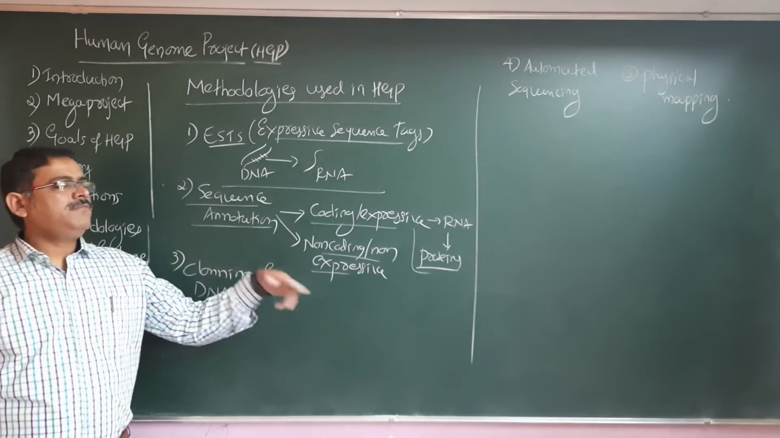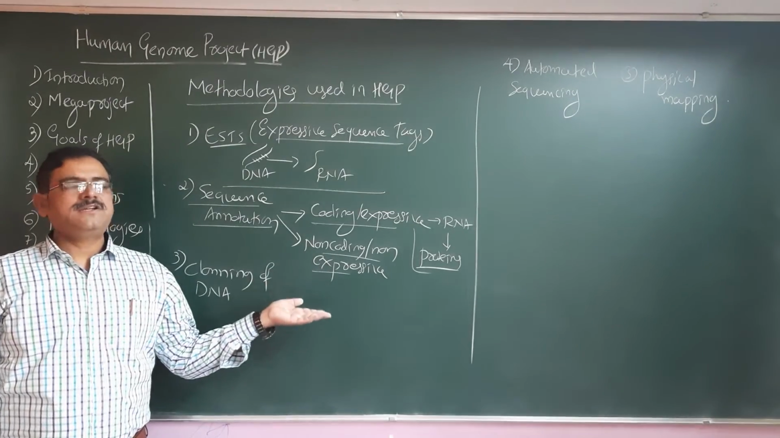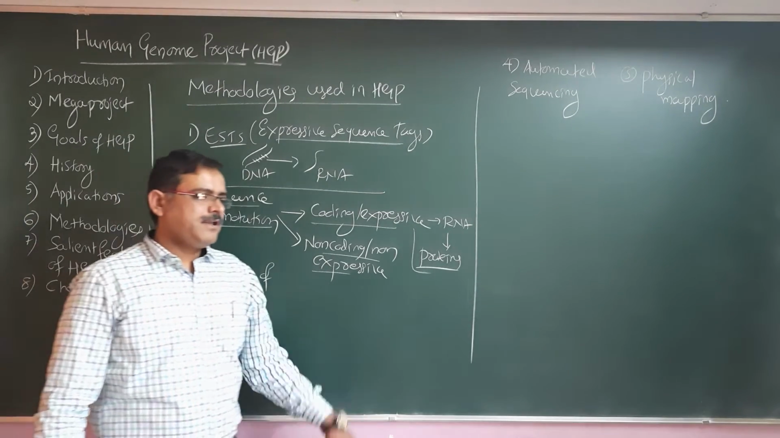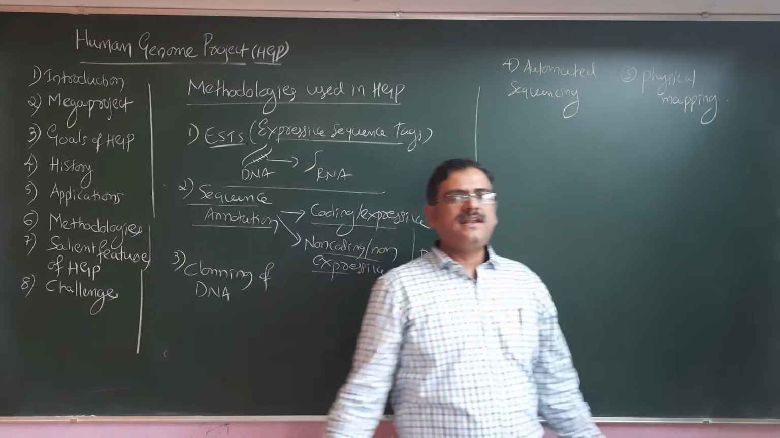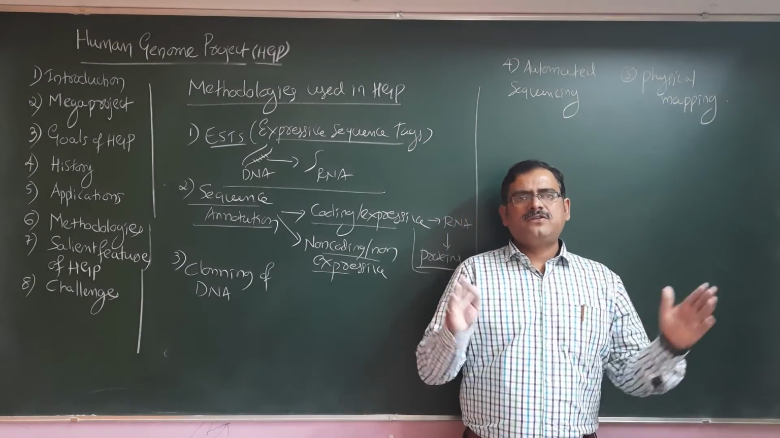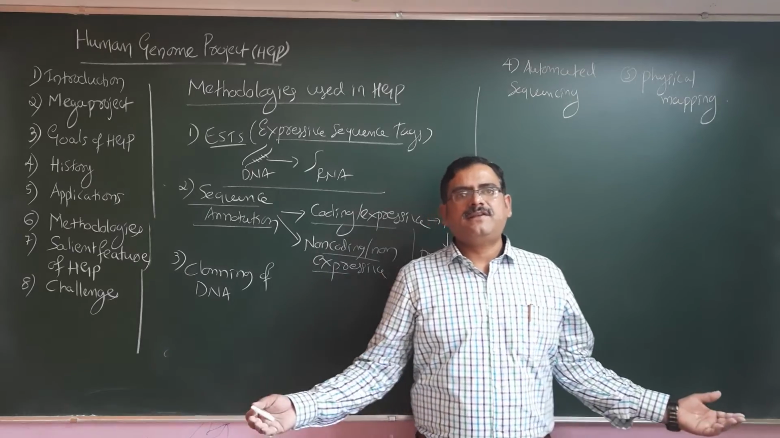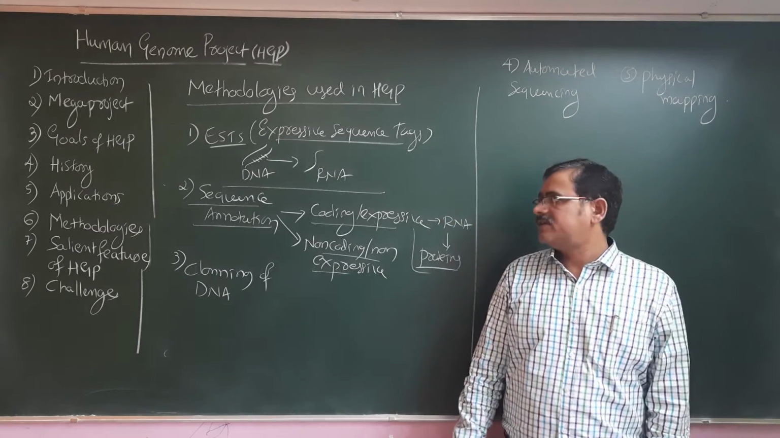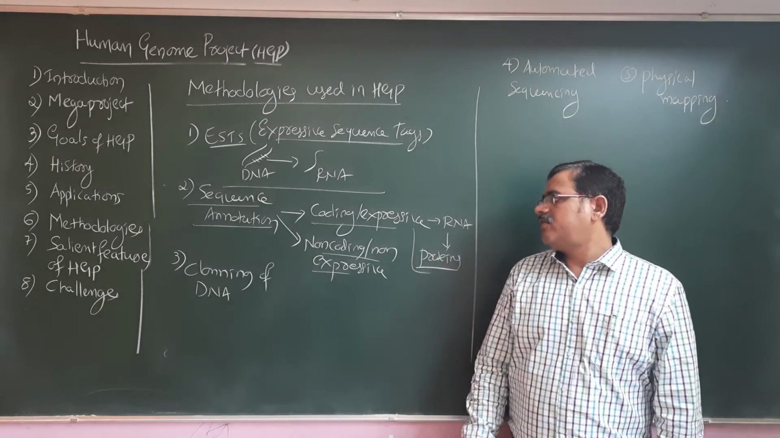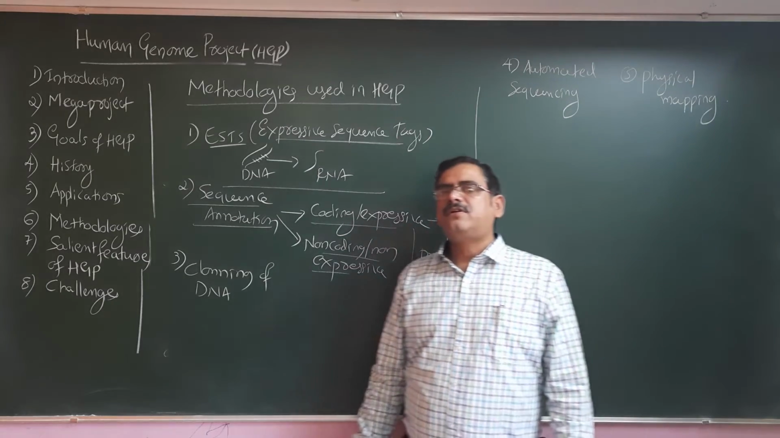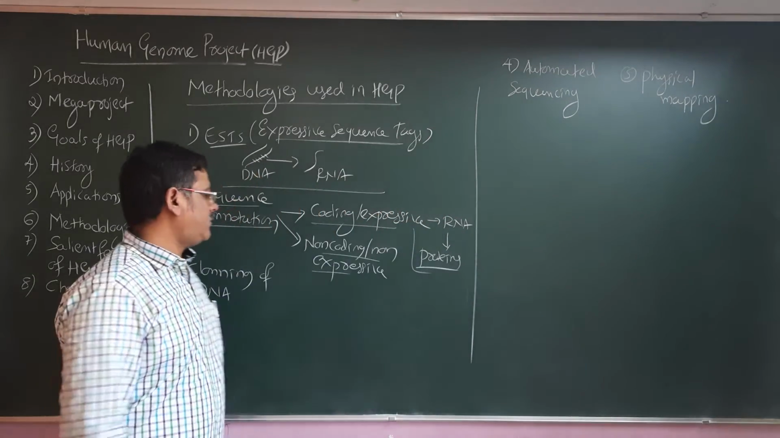Some of them will never be expressed; they are considered junk DNA, because hardly 2% of the entire human genome is expressed as RNA. The remaining 98% remain silent and will not be expressed. So we call them non-coding or non-expressive DNA. We need to understand that also.